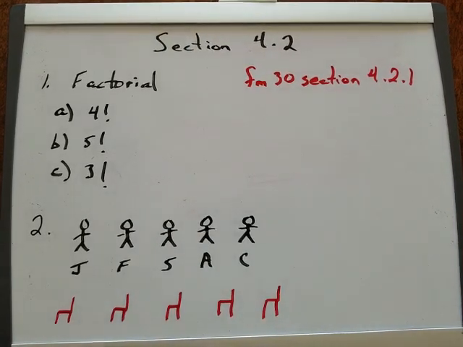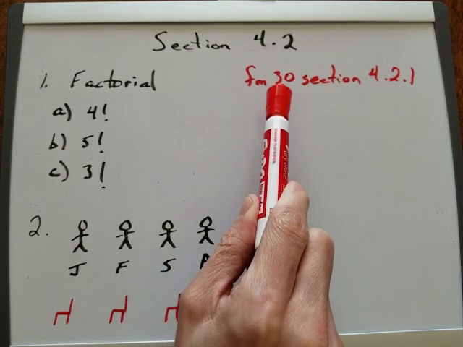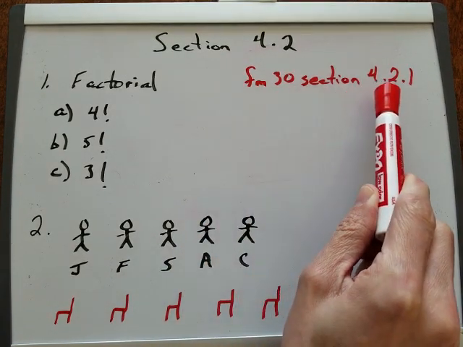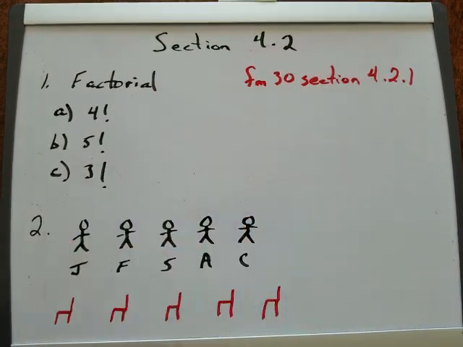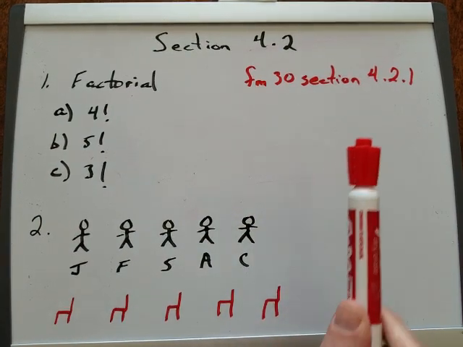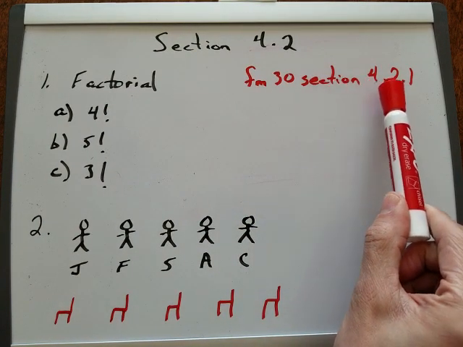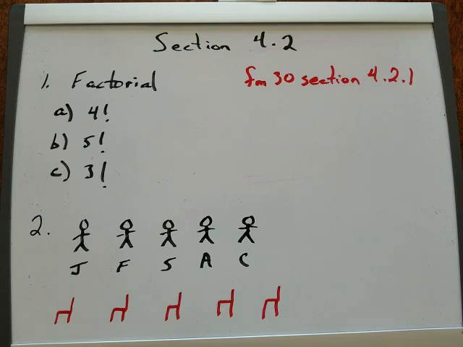So here is the second video in the series to help you guys learn from home. This is section 4.2. Again, it'll be coded fm30 section 4.2.1, all lowercase, no spaces, and it just simply means we are on section 4.2 and we're on day 1. So today we learned something which on the surface is really easy. It doesn't get really tough, but hopefully I can explain how it will eventually be important.